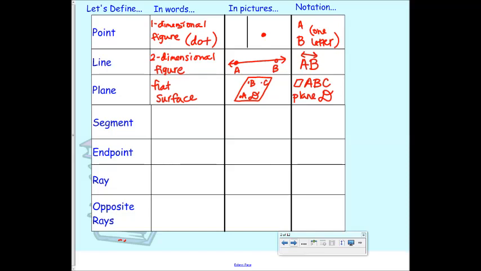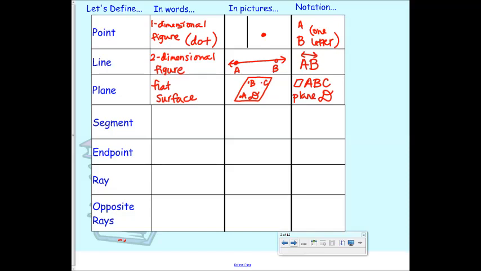So you'll notice that a point is named with how many letters? 1. A line is named with 2, and a plane is named with 3. Okay, a plane has to have 3 letters. And in front of the plane, you put this little box.